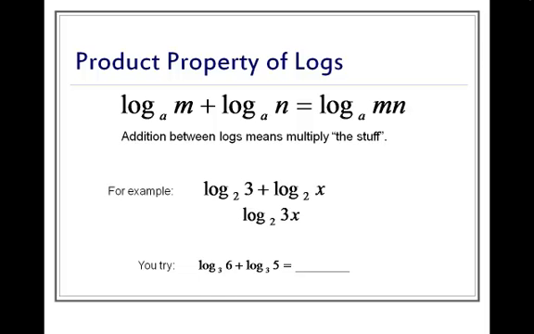Okay, you try this one. Log base 3 of 6 added to log base 3 of 5. We're going to squish those together, and what would it make when we squish them together? Log base 3 of 30. 6 times 5 is 30, so log base 3 of 30.